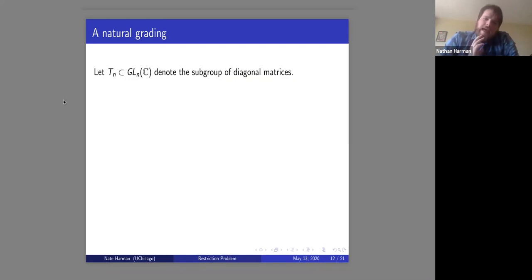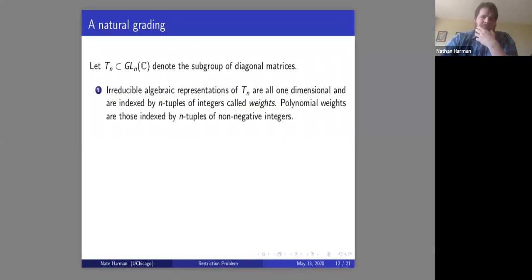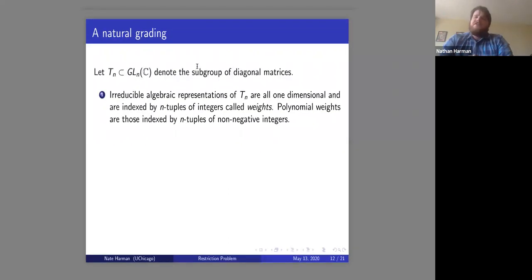First, if we look at diagonal matrices, which I write as T_n, the algebraic torus, we can alternatively restrict representations from GL_n to the torus. Seems fine. Irreducible representations of the torus are one-dimensional, and they're indexed by n-tuples of integers that we call weights. Polynomial weights are the ones where those n-tuples are non-negative.